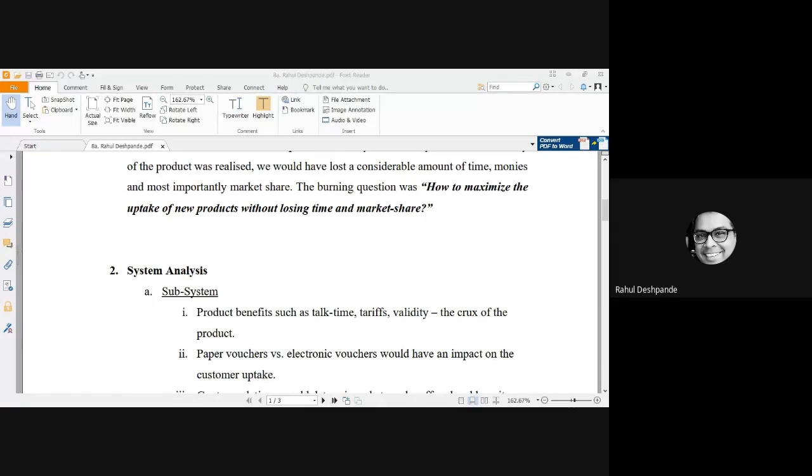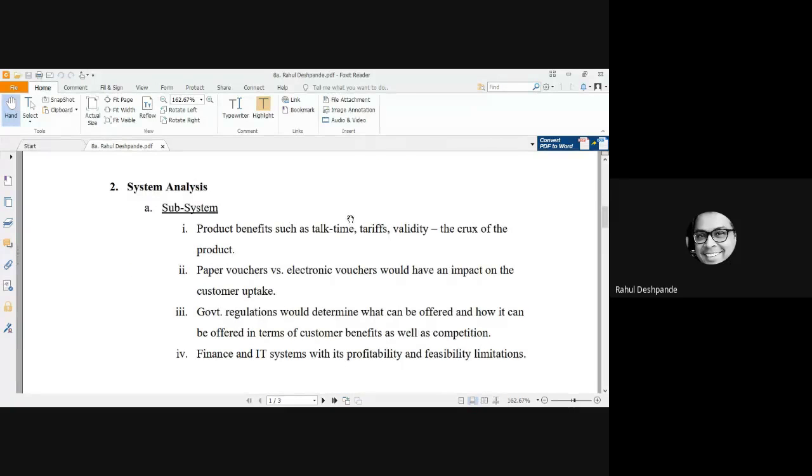But the problem statement we always had was that the success rate of our new products was very low. It was poor. It was abysmal. It really impacted the productivity and profitability of all the telecom organizations, not just the one that I worked for. Therefore, the burning question was, how do we maximize the uptake of our new products without losing time and market share? In those days, if you launched a product, competition would replicate it within a couple of days. That's how product management speed and efficacy was.